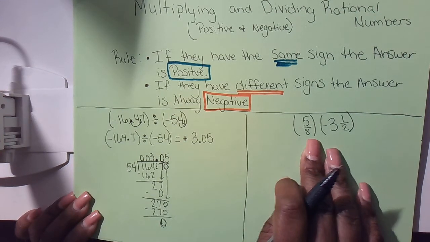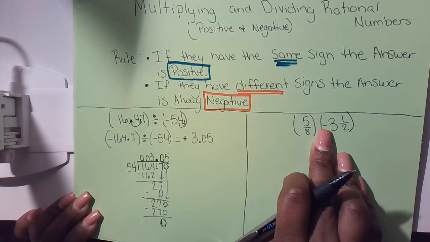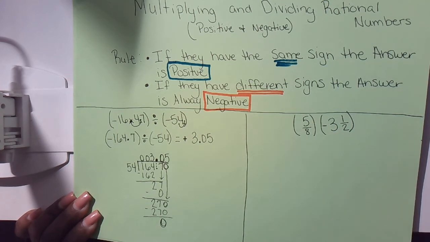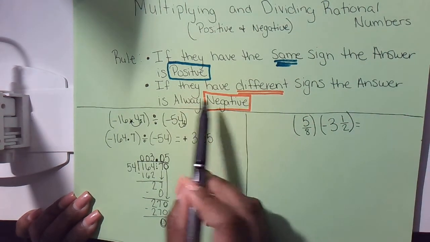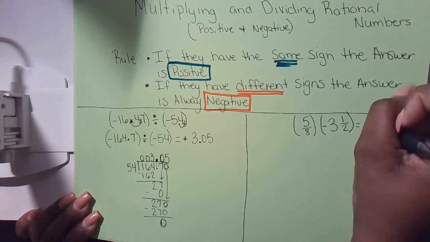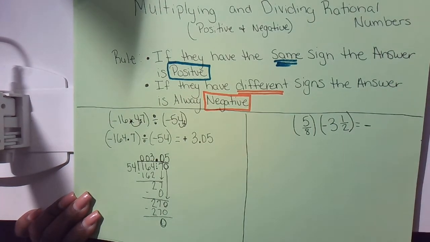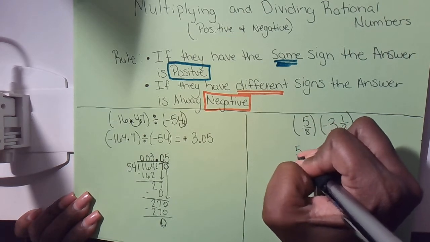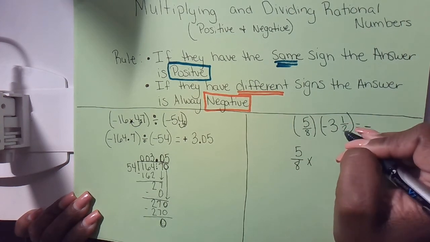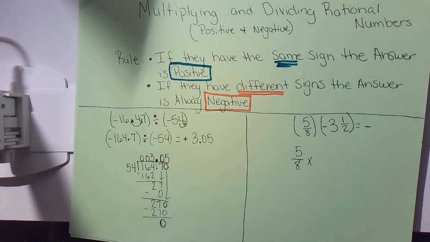So we are multiplying 5/8 times negative 3 1/2. So I'm looking and I see that I have 2 different signs. One is positive and one is negative. So my answer, I know, is going to be a negative. So I'm going to go ahead and write that over there. Now, 5 eighths times 3 and 1/2 I could do, but I want to make it an improper fraction so that I can just multiply across.